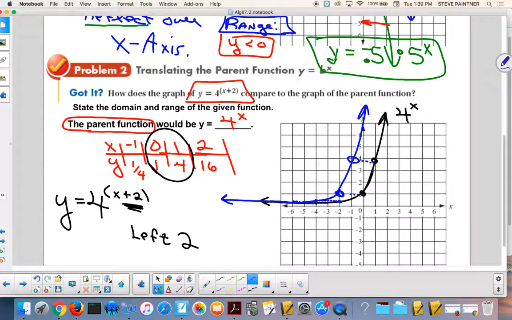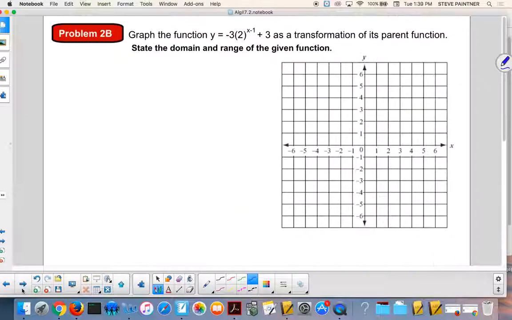Okay? By the way, I'm done. This is it. What is this? 4 to the x plus 2 power. There. Good? You guys are quiet, so I hope you get this.